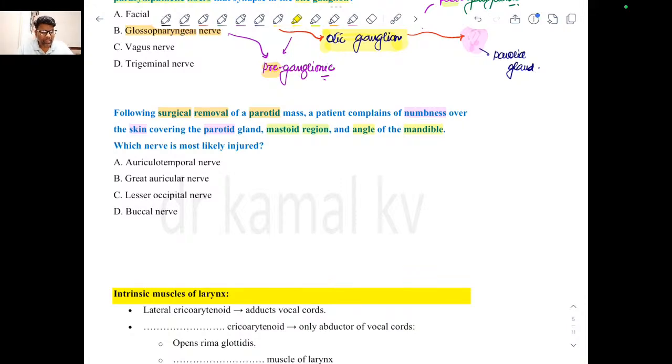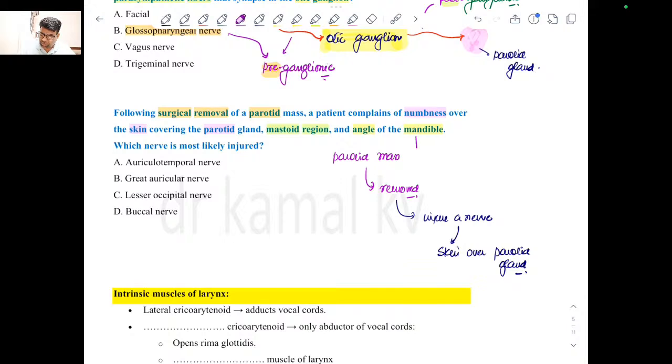So obviously the parotid mass is removed, so obviously we are giving an incision over the region of the parotid gland, so that will injure a nerve which is supplying the skin over the parotid gland. Clear? And classically this is also a clue: angle of mandible over the skin of the parotid. This is the great auricular nerve, right?